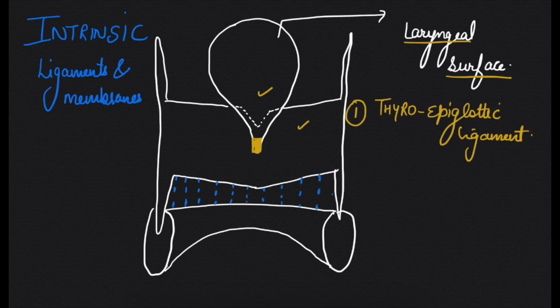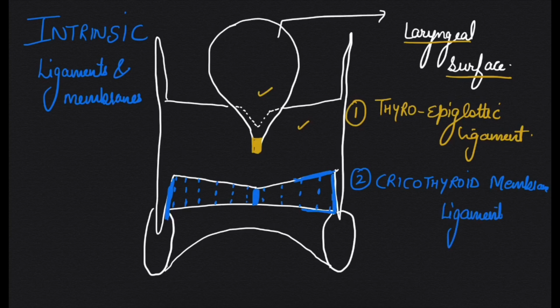Then we have a membrane from the inferior margin of the ala of the thyroid cartilage extending to the superior surface or superior border of the cricoid cartilage. This is called the cricothyroid membrane. It is also thickened in the center and laterally to form cricothyroid ligaments. Okay, so again this is an intrinsic ligament and intrinsic membrane because it is connecting two cartilages which are a part of the larynx.